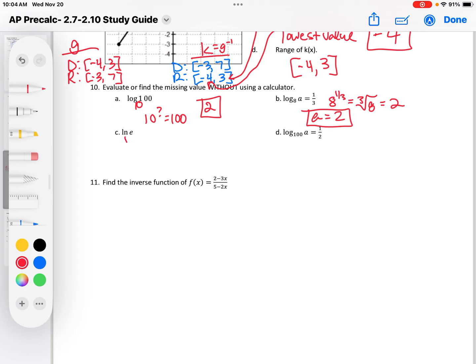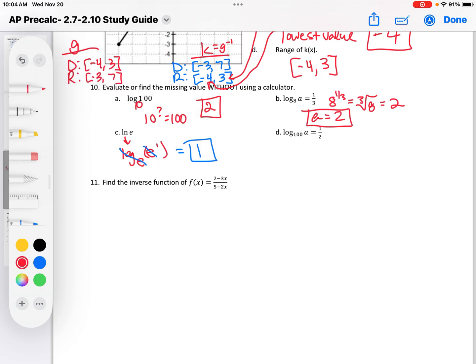Next one, remember natural log is the same as log base e of, and that e, think of that as e to the first power. Log base e cancels with e, so this value is just 1. Remember, if the base and the argument are the same, then the logarithm always equals 1.